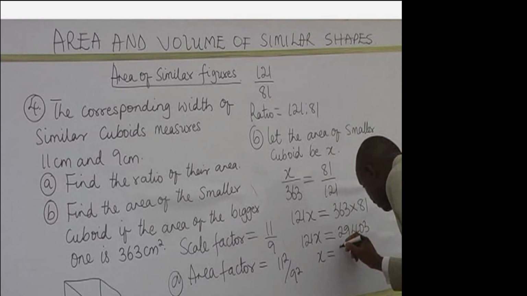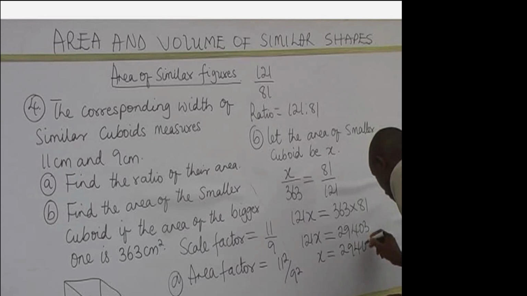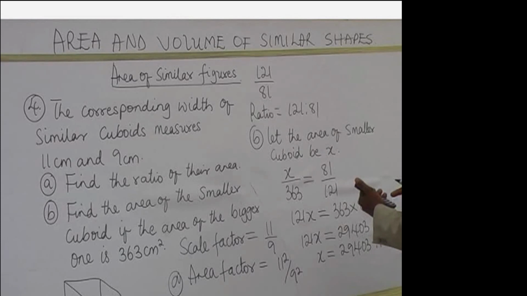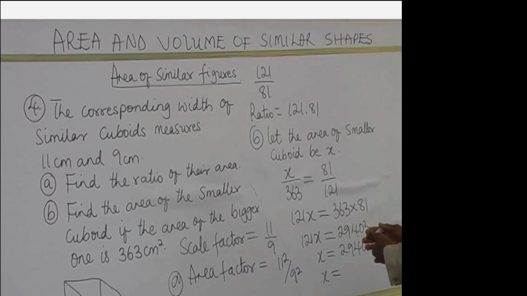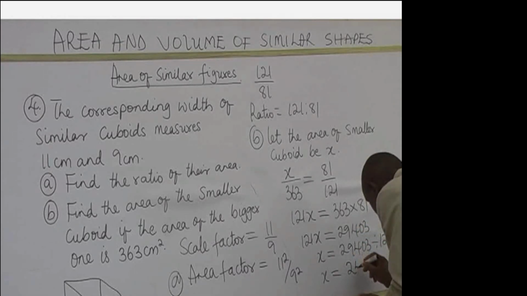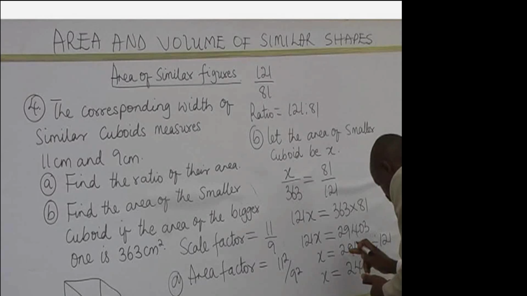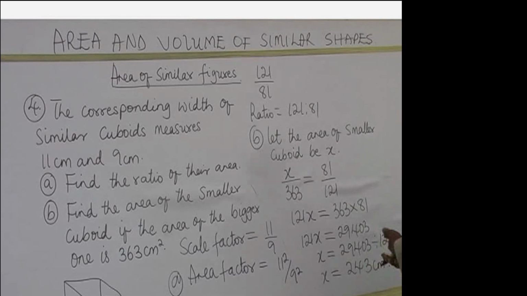And on the right hand side, you have 29403 divided by 121. Let's divide. 29403 divided by 121 is giving me 243. That means X, which is the area of the smaller cuboid, is now equal to 243. It's going to be in centimeters squared. And that answers question number B.